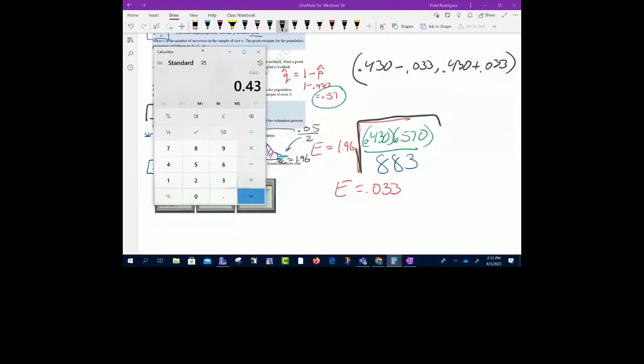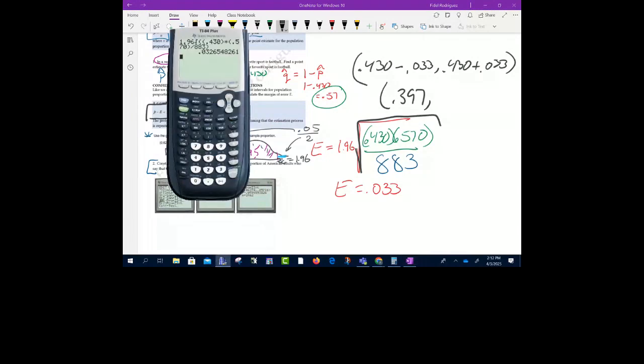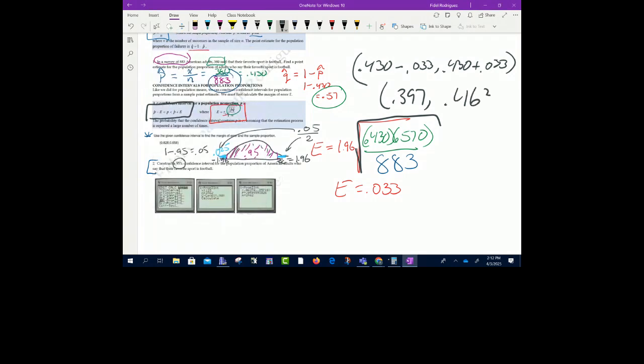0.430 minus 0.033. My first number, y'all, 0.397. Okay. My second number, 0.430 plus 0.033, 0.463. Boom. And there's my confidence interval. Okay.